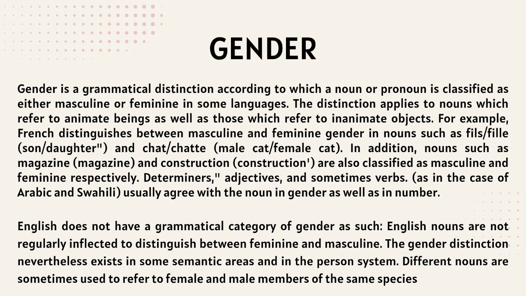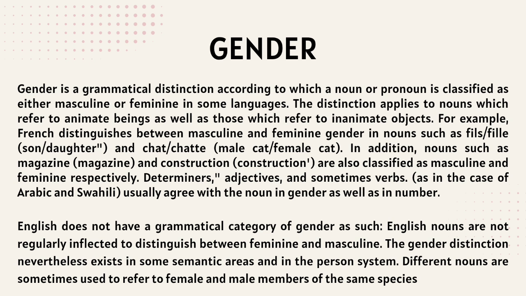Gender. Gender is a grammatical distinction according to which a noun or pronoun is classified as either masculine or feminine in some languages. The distinction applies to nouns which refer to animate beings as well as those which refer to inanimate objects. For example, French distinguishes between masculine and feminine gender in nouns such as fils or fille, son or daughter, and chat or chatte, male cat or female cat.